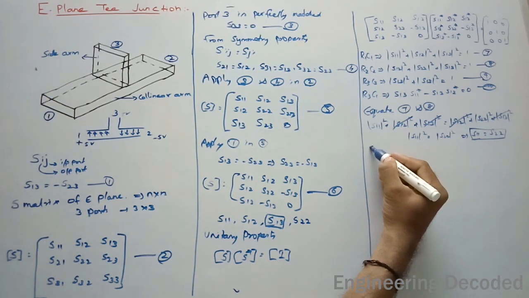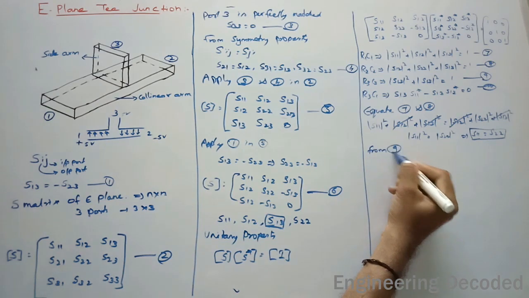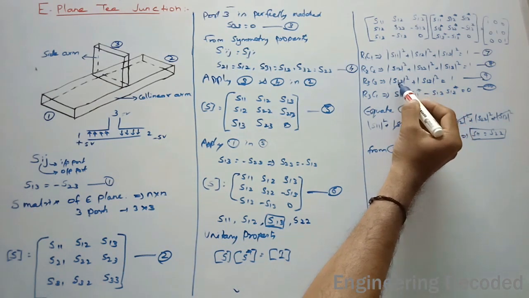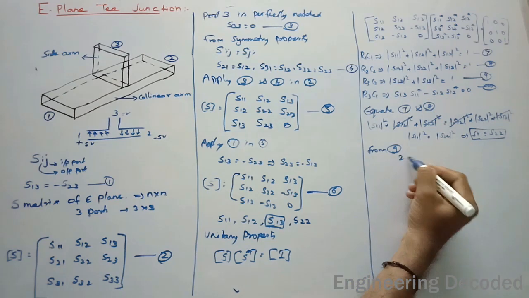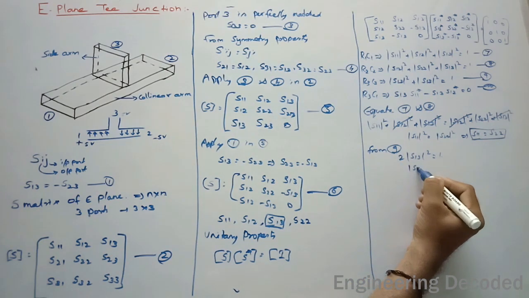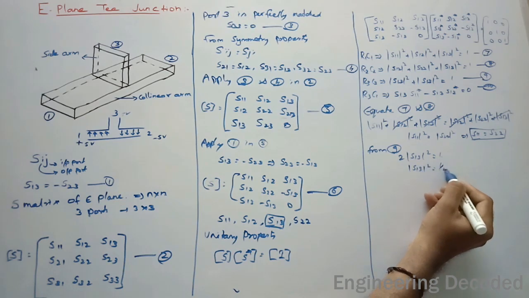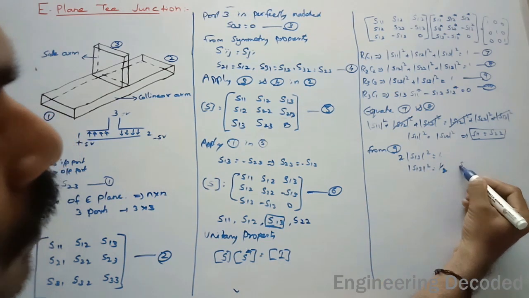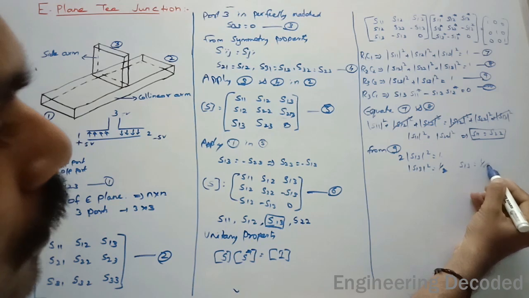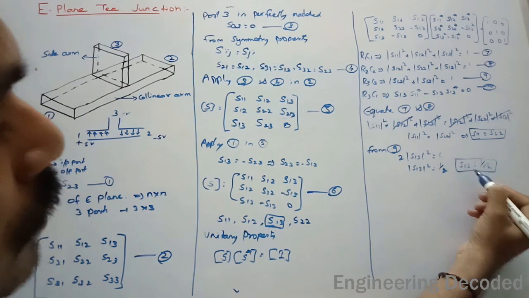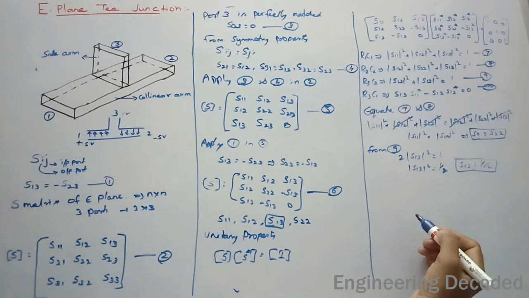Now from equation 9 we can take this S13 square plus S13 square. So you can write it as 2 into modulus of S13 square is equal to 1. So modulus of S13 square is equal to 1 by 2. So from this you can write S13 is equal to 1 by root 2. So we have got the value of S13.